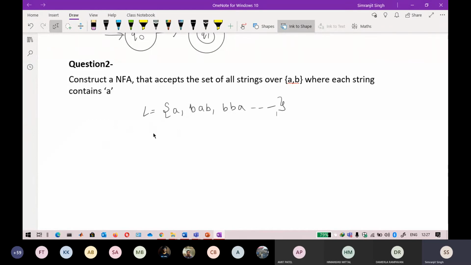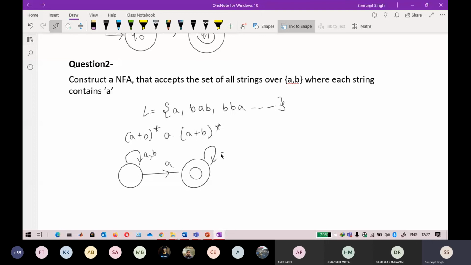Again, if you write the regular expression of it, it says it should contain A. Before it any number of A and B's can come, after it any number of B and A can come, but it just has to contain A, so that has to be permanent. If I define it in an NFA, it becomes so much easier: this A, and after that any number of A and B's can come. So this is how the NFA becomes so much easier to draw. I think you get the point here.